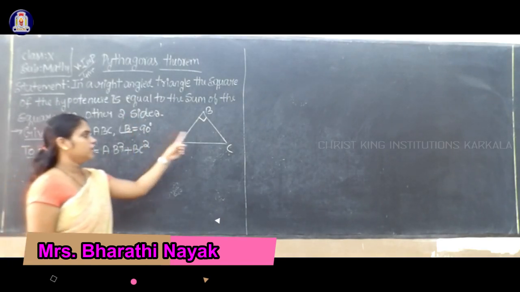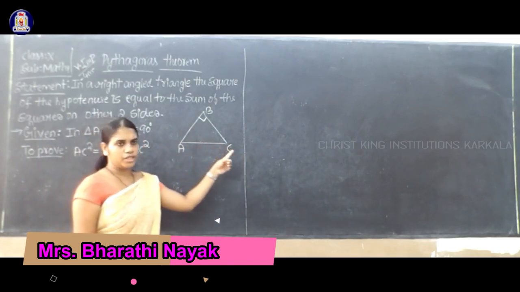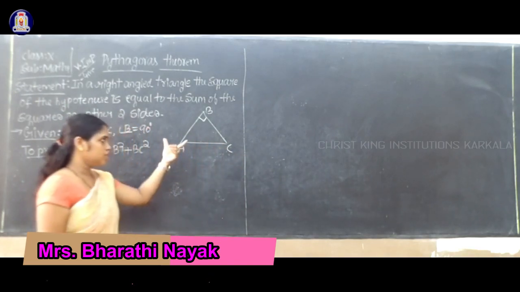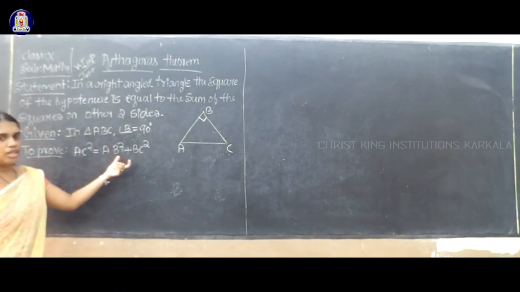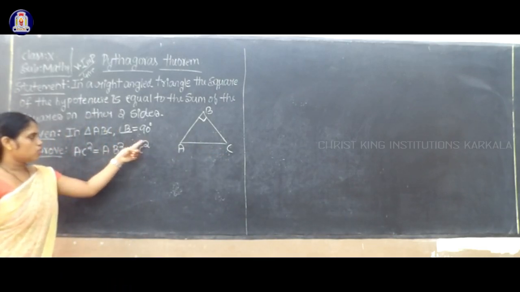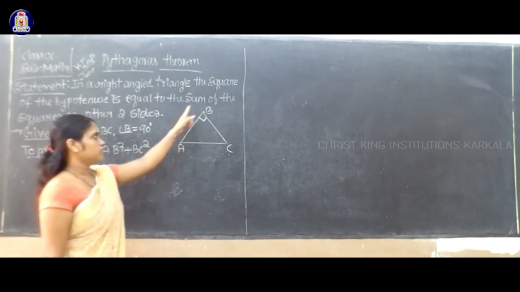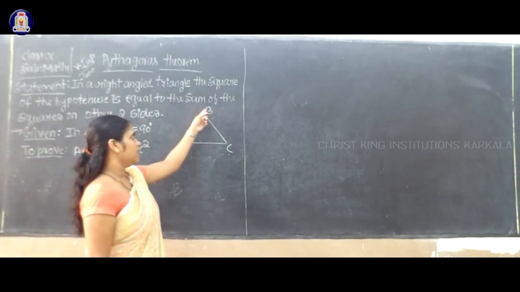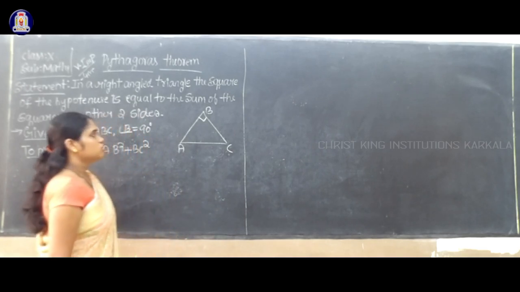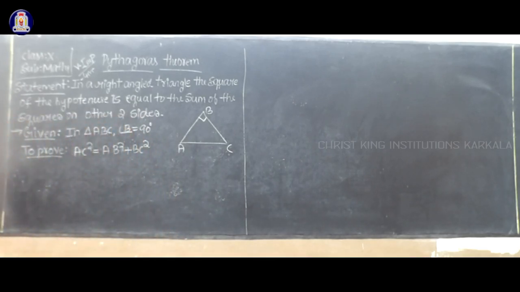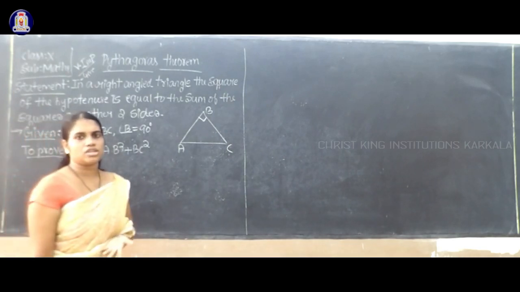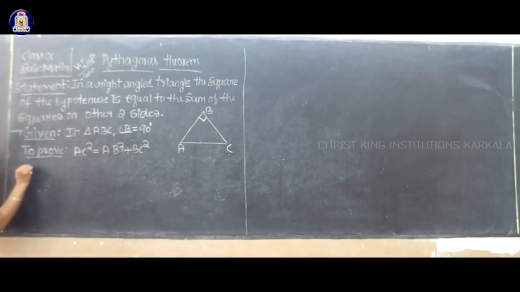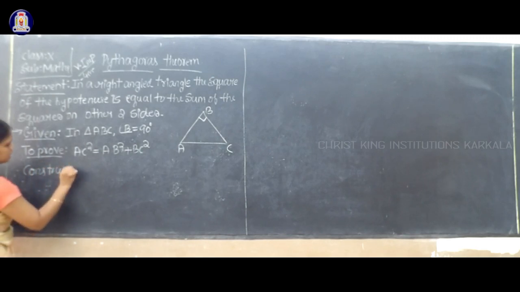Square on the hypotenuse. Here which side is the hypotenuse? AC is your hypotenuse. So the square on this hypotenuse, AC square, is equal to the sum of the squares on the other 2 sides. Which are the other 2 sides? Side AB and side BC. These are the remaining 2 sides. Now to prove this result, I take some construction. Your third step is about construction.